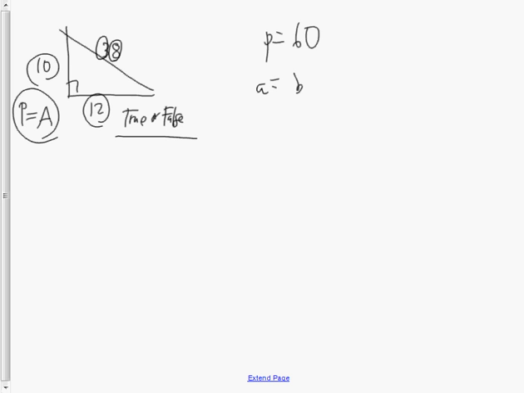And the area would be base times height divided by 2. The base is 12. The height is the perpendicular distance. So actually that side length is really the height as well, which is 120 divided by 2, which is 60. Are the perimeter and the area the same number? The answer is yes, they are.